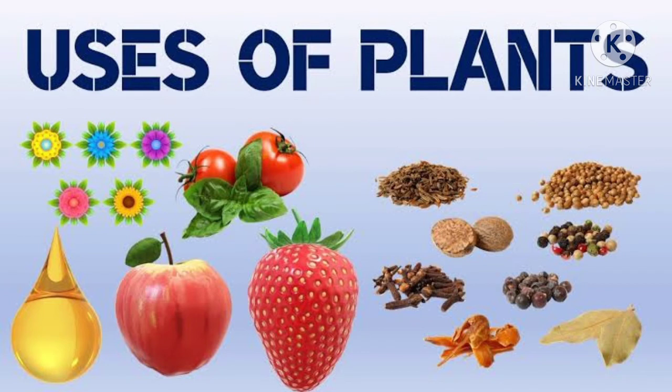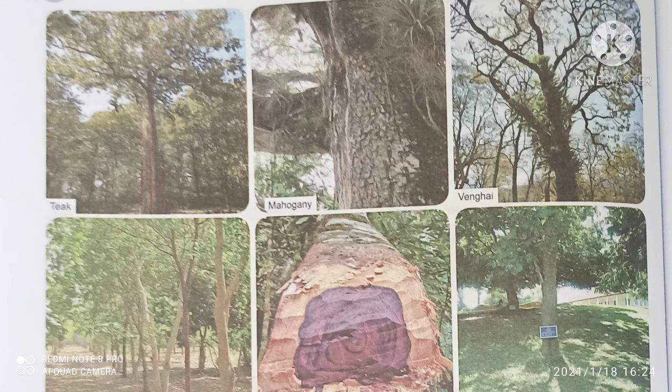Let us continue economic biology. Last week we studied uses of plants: plants as source of food, plants as spices, plants as a source of fiber. Today we are going to study timber plants, plants as source of medicine, ornamental plants and other uses of plants. Plants as a source of timber.